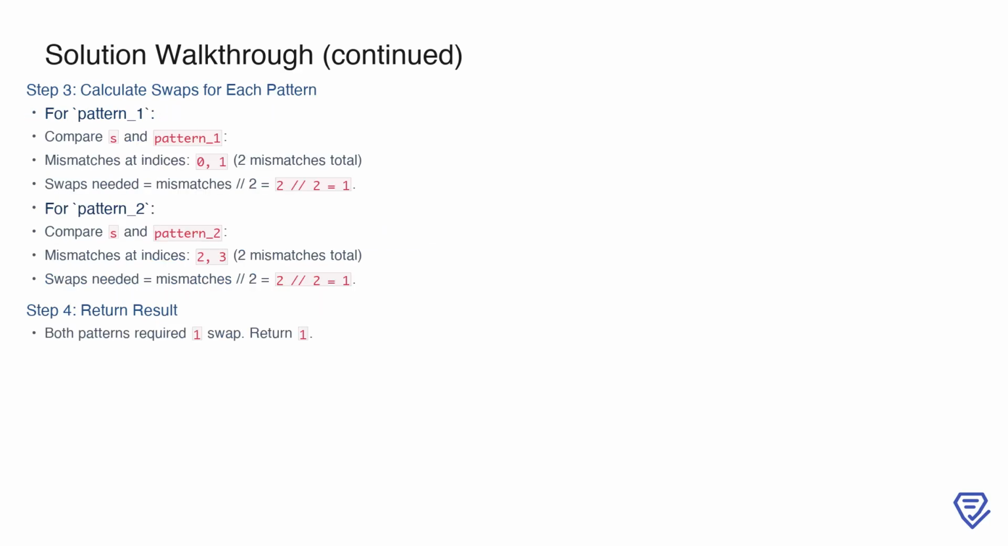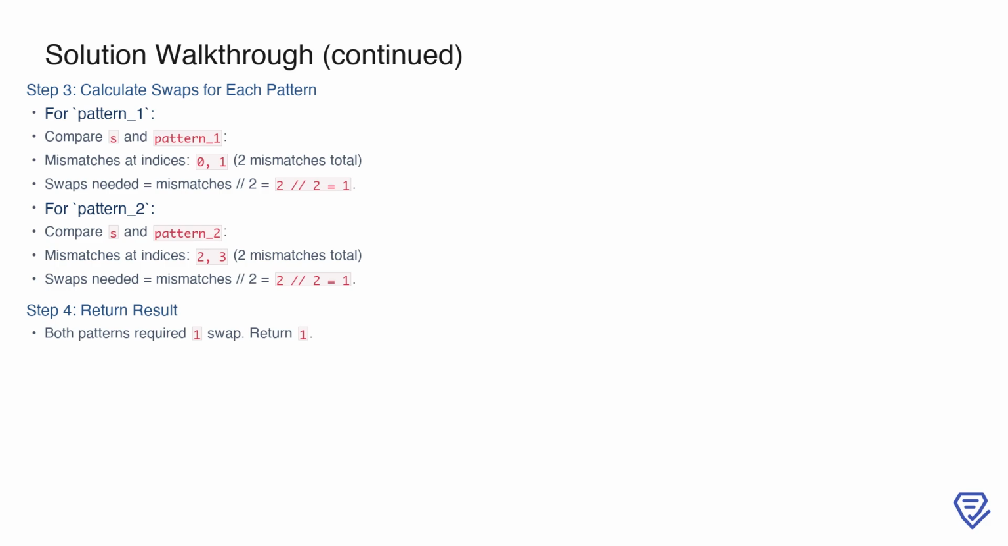To determine the number of swaps, we compare s to each pattern. For pattern_1, which starts with 0, we find mismatches at indices 0 and 1, giving us a total of 2 mismatches. Dividing by 2, we find that 2/2 equals 1 swap is needed.